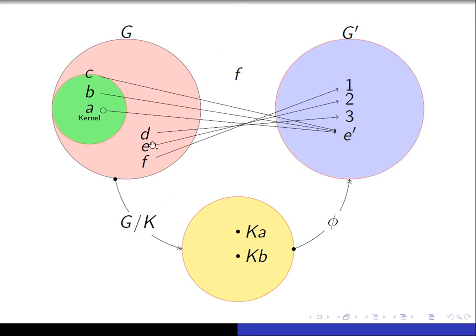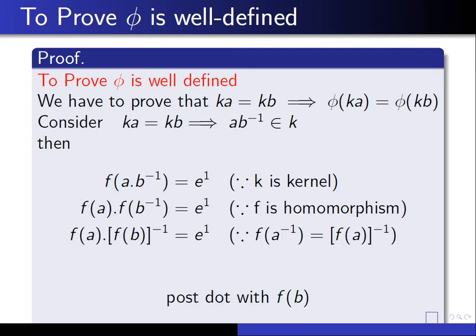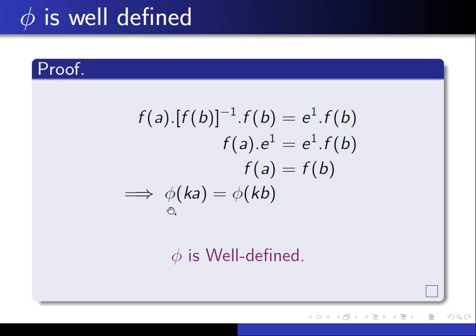For that, take the diagram like this. This is G, G dash and G by K. Here we take this mapping phi from G by K to G dash. First we will prove phi is well defined. Well defined means Ka equals Kb implies phi of Ka equals phi of Kb. So here Ka equals Kb. Immediately you need to remember ab inverse belongs to K. Since it belongs to the kernel, the image is e dash. In that way we prove that it is well defined.